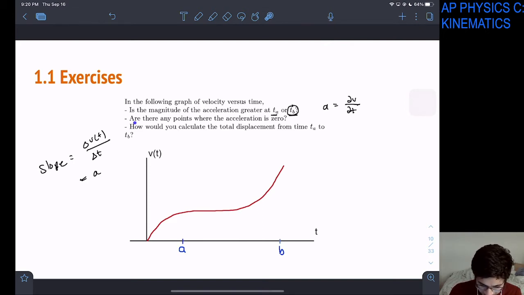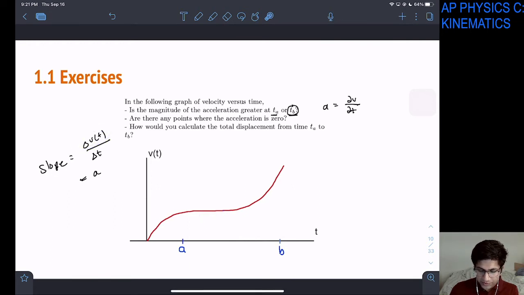Next part, are there any points where the acceleration is 0? Well, the acceleration is 0 if the slope is 0. And what is the 0 slope? Is it vertical or is it horizontal? Change in y over change in x has to equal 0. So that means this quantity here would have to equal 0. So no change. So that means that you're pretty much at the same spot. Oh, like right over here. In this segment here, we're progressing in time, but our velocity is staying the same. So our acceleration is 0. We're not speeding up. So yes, there is.